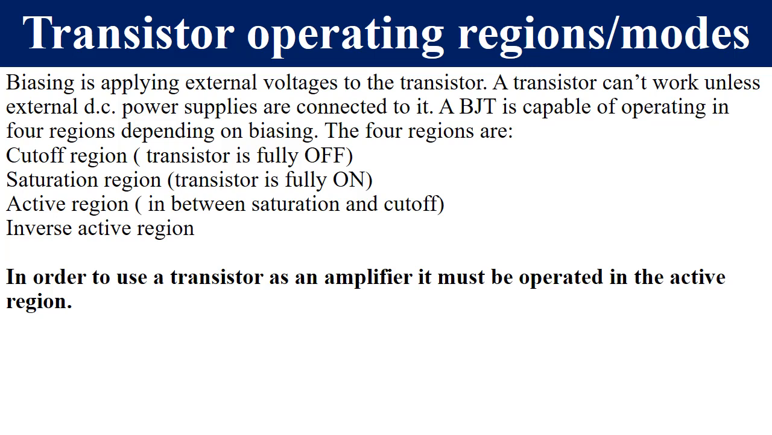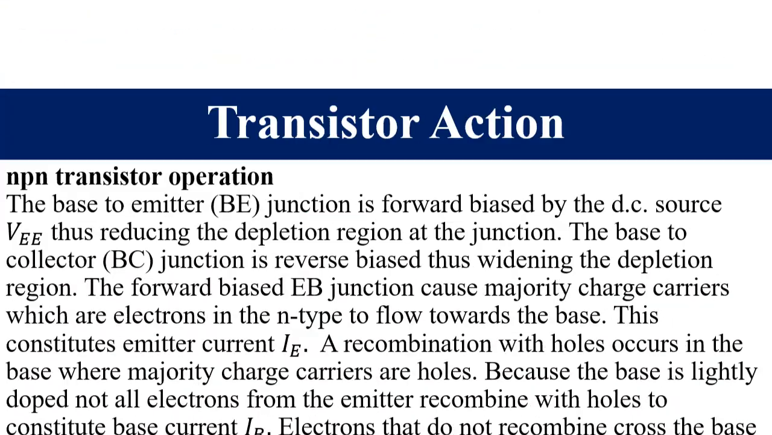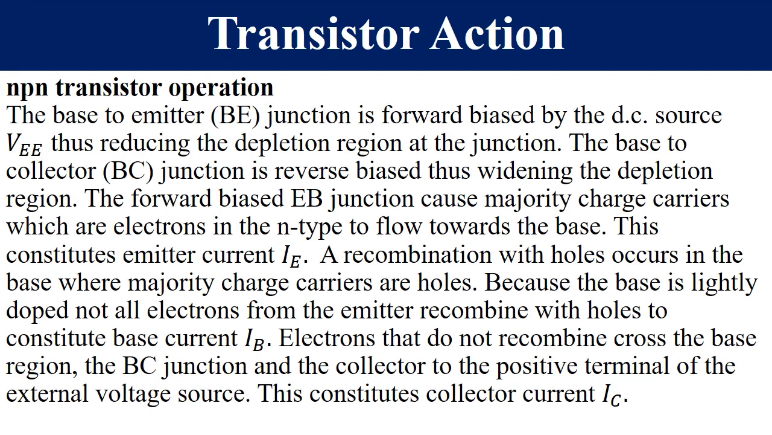And the fourth operating region, which we are not going to discuss in this presentation, is the inverse active region. For a transistor to operate as an amplifier, it must be operated in the active region. Please take note. Let me repeat, the base emitter junction is forward biased by the DC source, which is VEE in our case, according to the previous slide. And when forward biased, it means the depletion region width decreases. The base to collector junction is reverse biased, thus widening the depletion region.